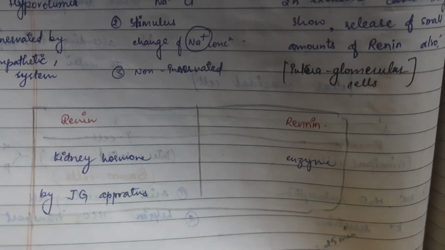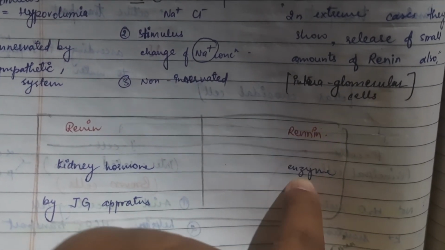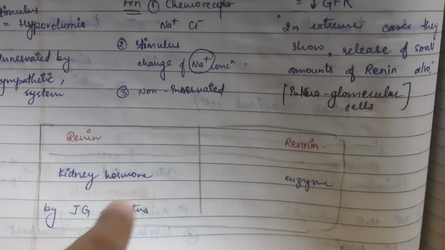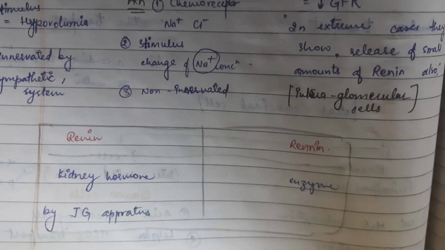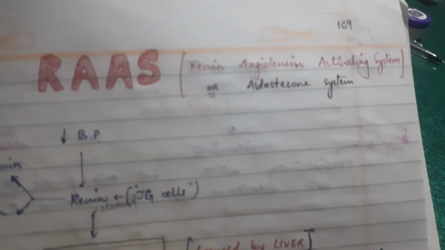Don't confuse renin with rennin, which is spelled with a double N. Rennin with a double N is an enzyme, and the renin we study here is a kidney hormone released by the JG apparatus. Now, next, we will study the RAS, the renin angiotensin system.